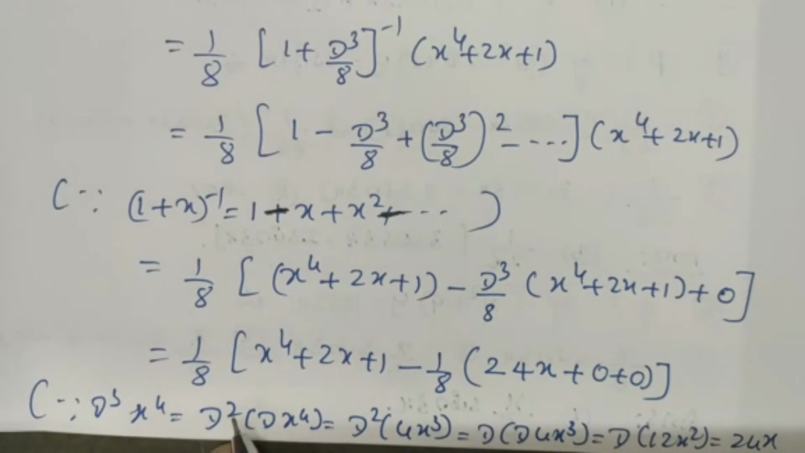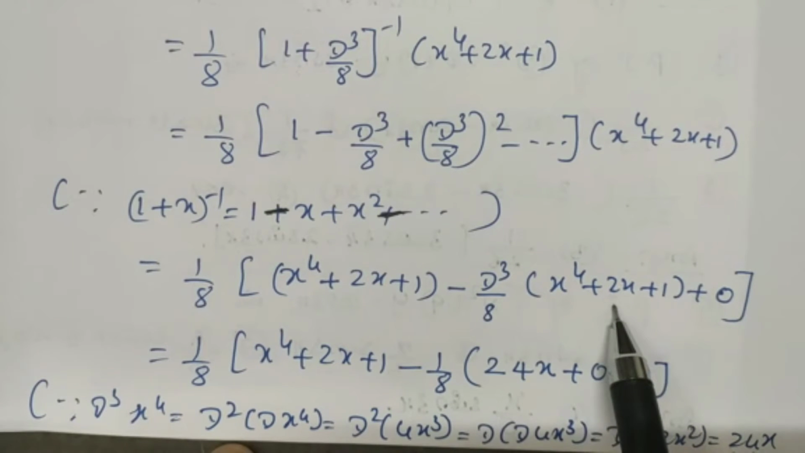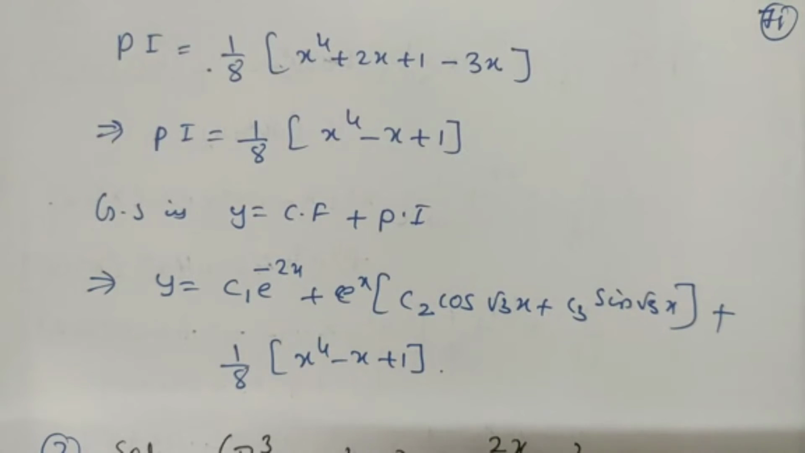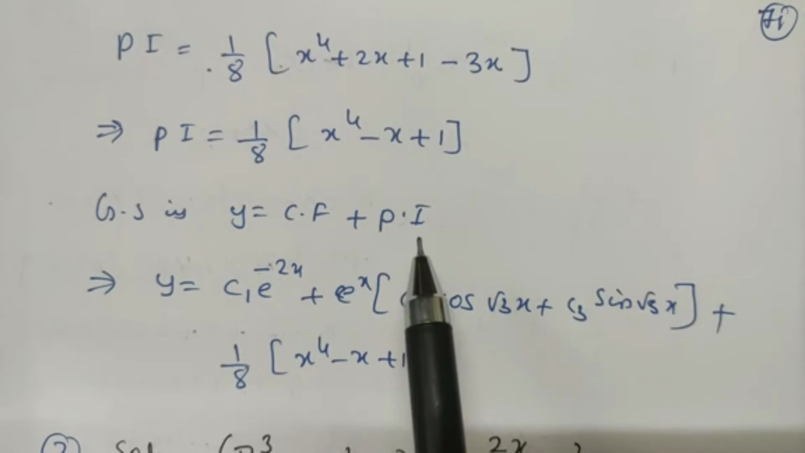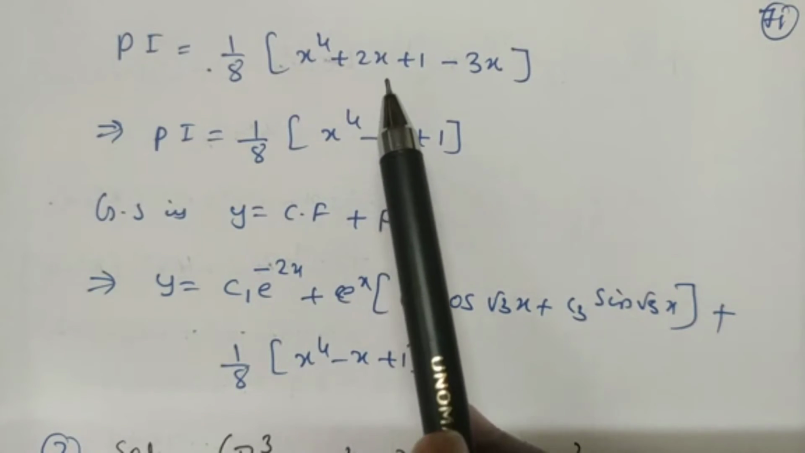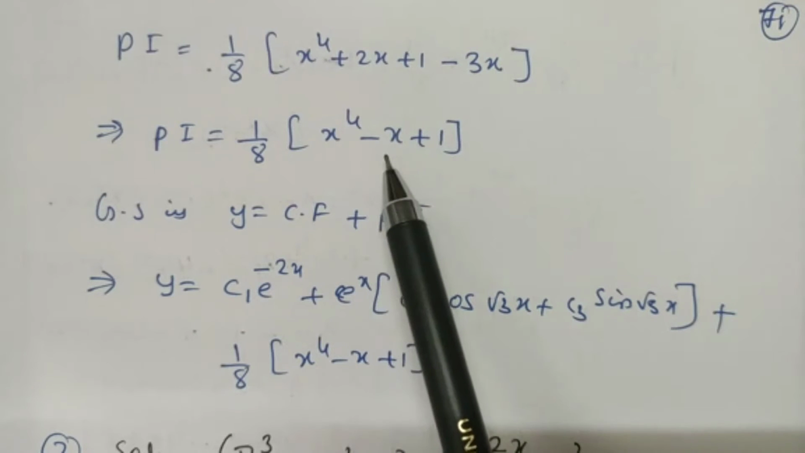This is D cube of x raised to 4, that is D square of the derivative of x raised to 4, which is 4x cube. Differentiating 4x cube gives 12x square, then it is 24x, and the third derivative of 2x becomes 0. The first derivative itself is 2 and the second derivative of 2 is 0, so it will be 0, and it is equal to minus 1 by 8 into 24x. So it is equal to 1 by 8 into x raised to 4 plus 2x plus 1, and 24x by 8 gives minus 3x. This implies the particular integral equals 1 by 8 into, here 2x minus 3x is minus x, x raised to 4 minus x plus 1.